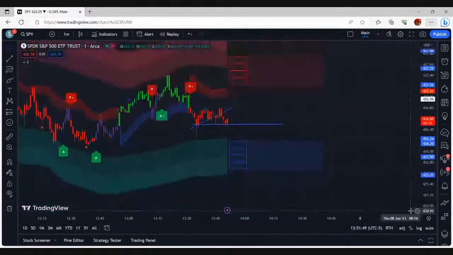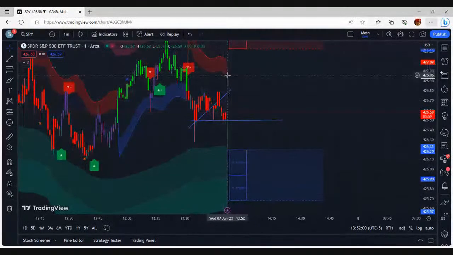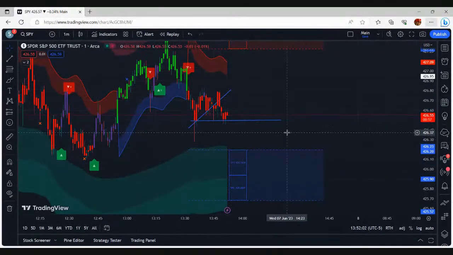So the problem here again, for me, is even if this turns green and says buy, I still can't justify the entry because we're so far below the red bearish trail, and I really want to go with the trend. So this starts to become more difficult.